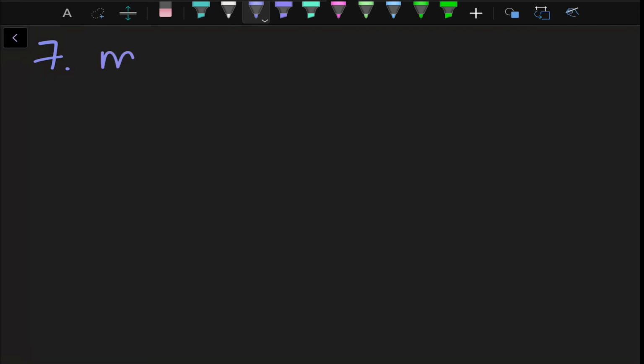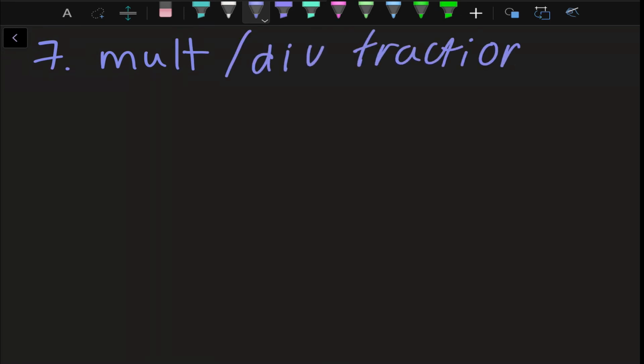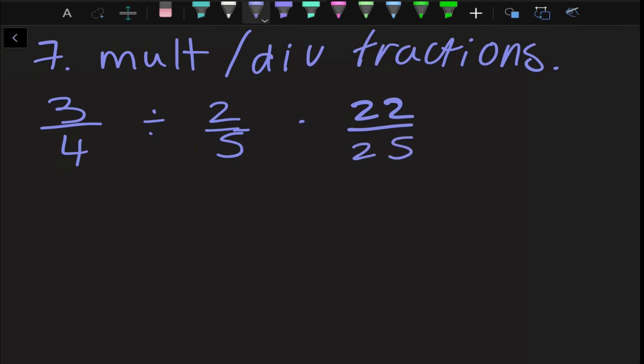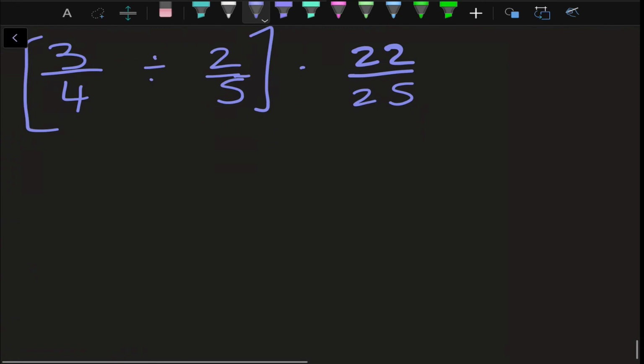And that's multiplication and division of fractions. So again, I put them together just to save us some time. So the question is 3 over 4 divided by 2 over 5 times 22 over 25. And again, we can think about BEDMAS: multiplication, division, it doesn't matter which order we do them in. I'm going to do division first, just because it's easier, it's more fun.